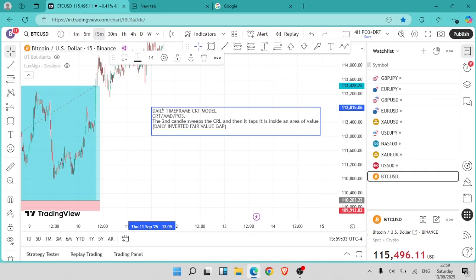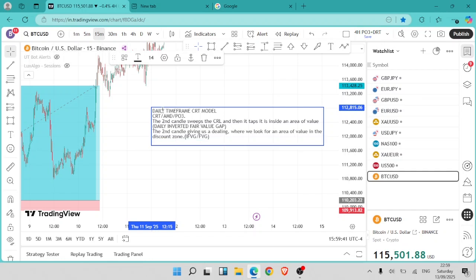And then the second candle gives us a dealing range. In our case, it was a dealing range where we were looking for buys in the discount zone, where we look for an area of value in the discount zone, and this area of value is either an IFVG or FVG. In our case, it was an IFVG, inverted fair value gap, and it happened in the 1 hour time frame.